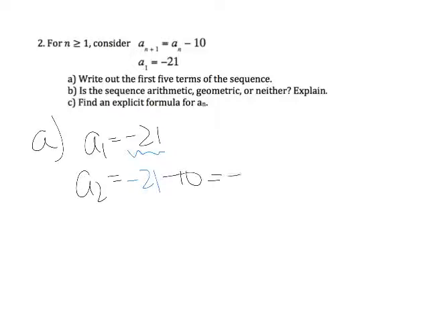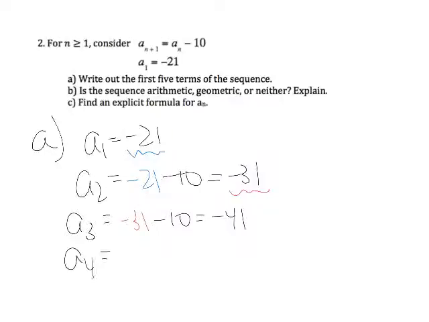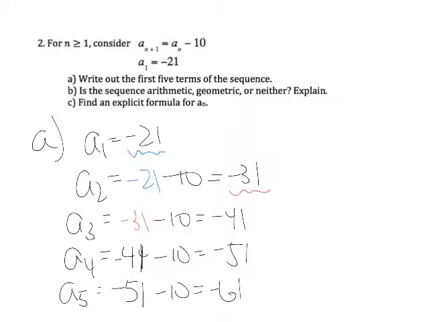So I get a negative 31. The third term is going to be the second term and subtract 10. Oops, new pen. So it's a negative 41. The fourth term is going to be the third term, negative 41, I was writing negative 14, minus 10, so I get a negative 51 here, and then my fifth term is going to be my fourth term, which was a negative 51, minus a 10, which is negative 61. Okay, that is part A. That is all you have to do for part A.